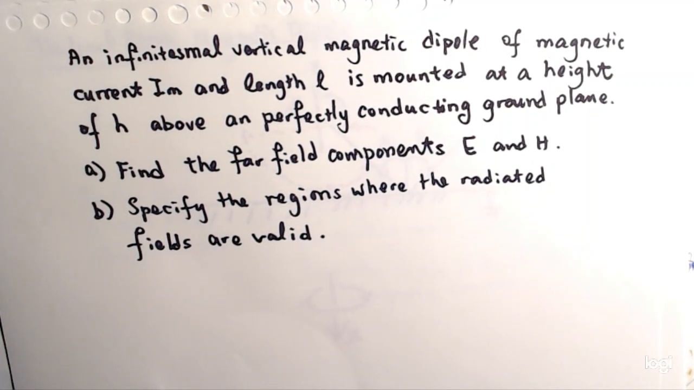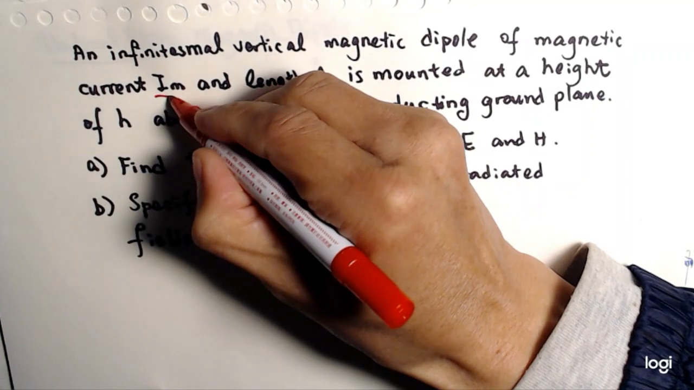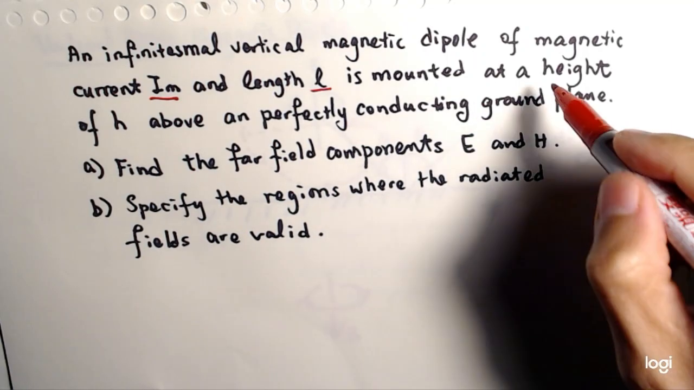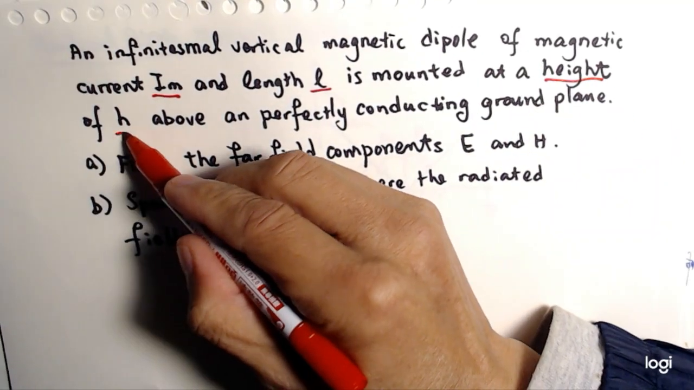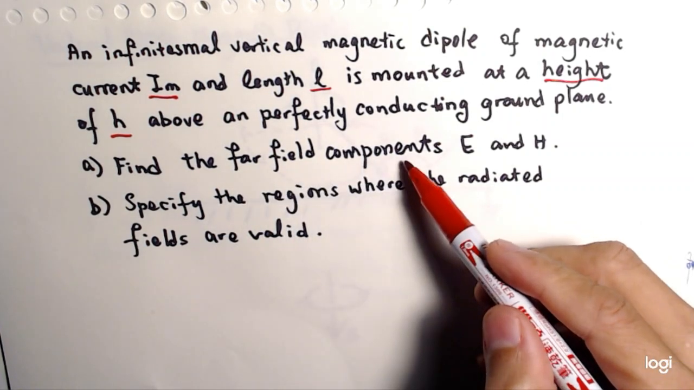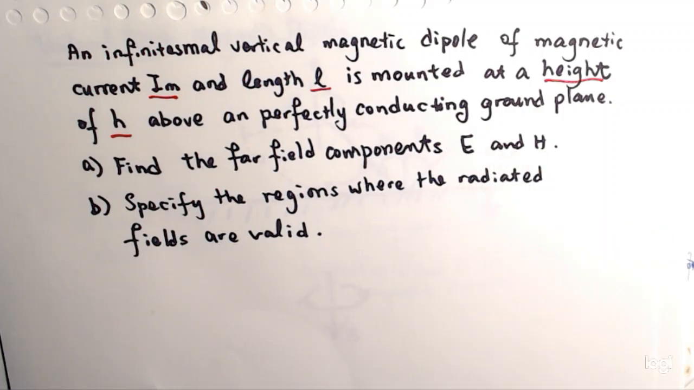In this video, I'm going to walk you through an example on a magnetic dipole. The magnetic dipole is vertically oriented. The magnetic current is I of M, and the length is L. The dipole is at the height of h above the perpendicular ground plane. So our job is to find out the field components, the electric field and magnetic field.